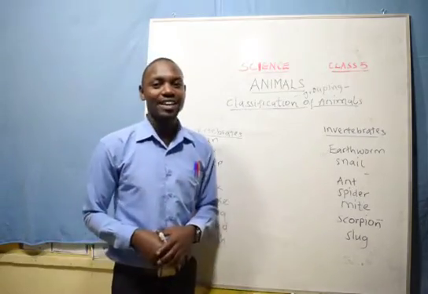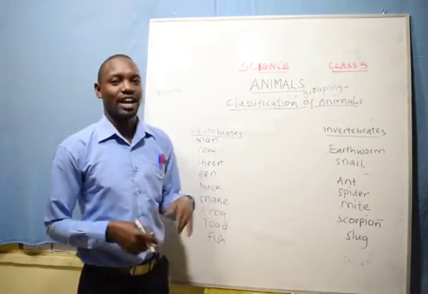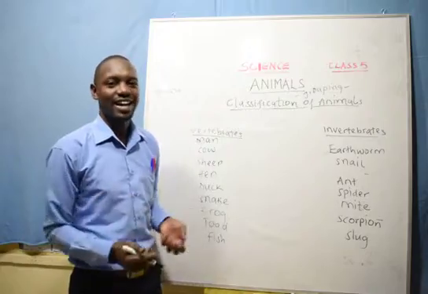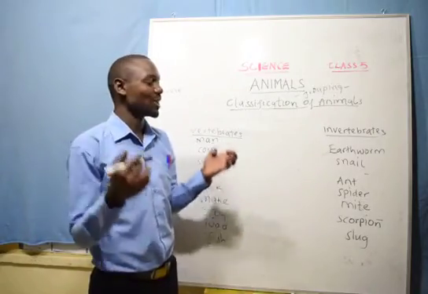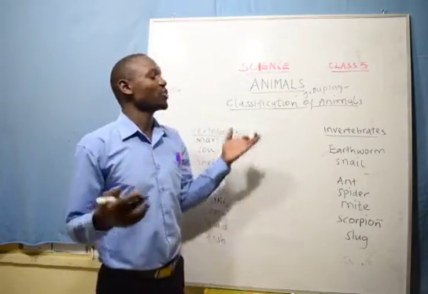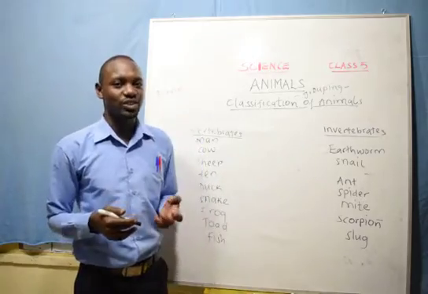We also have other animals which are found in the forest. These are wild animals like lion, zebra, elephant, hyena, the hare. All those, leopard, are examples of wild animals. Today we are not going to group animals that way. We are going to group animals in two categories.